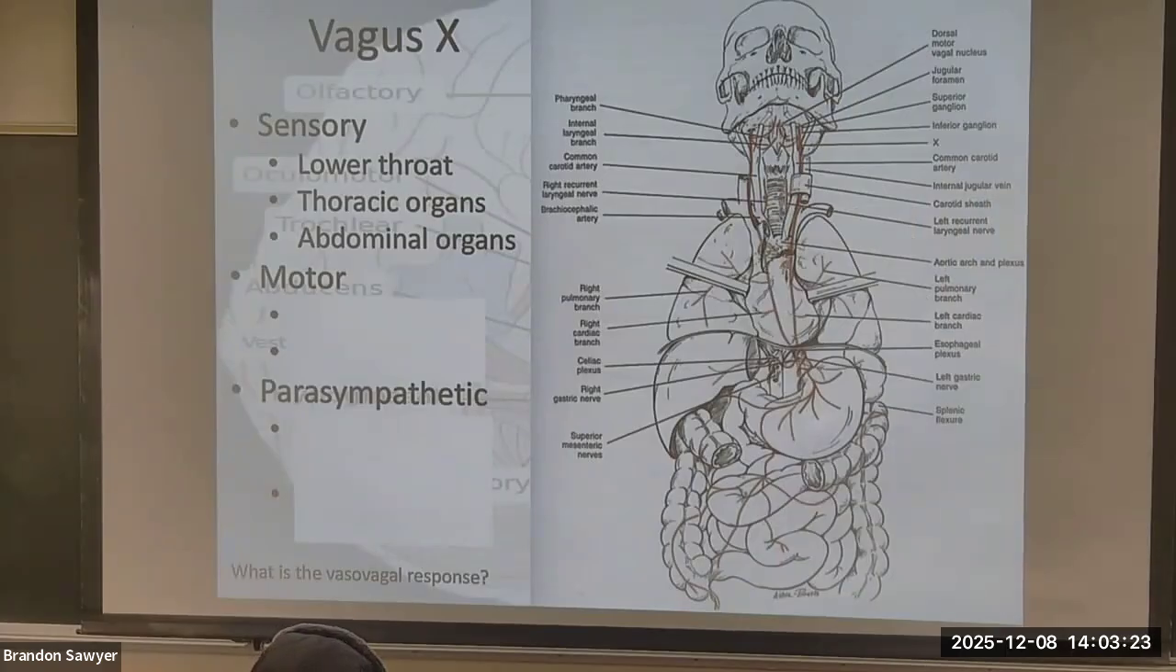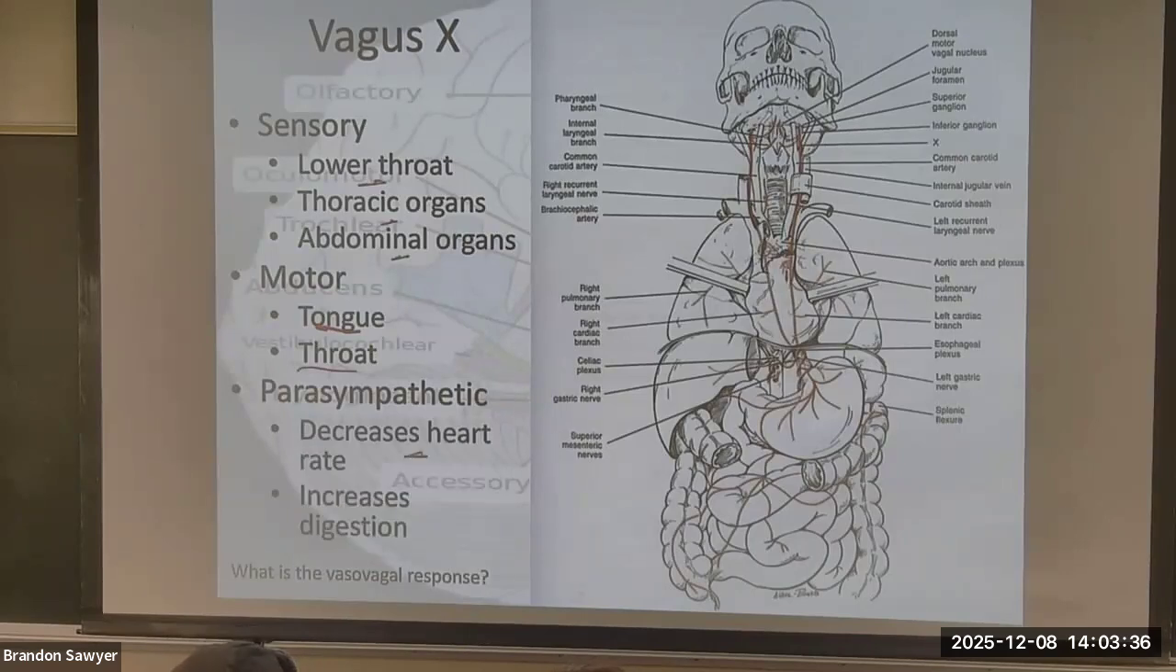Okay, so sensory information for our throat, thoracic organs, abdominal organs, motor control of our tongue and our throat as well. And then this is the big parasympathetic nerve, really, right? So this is going to do things like decrease our heart rate, increase our digestion throughout our digestive tract.